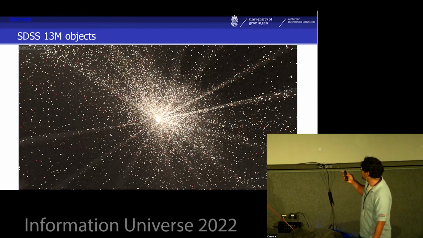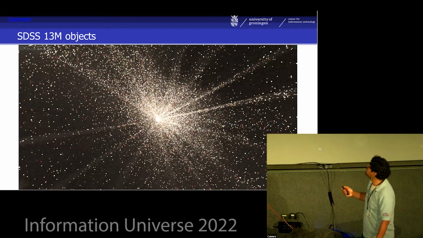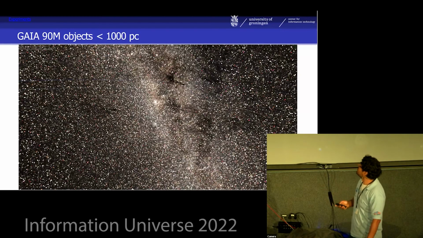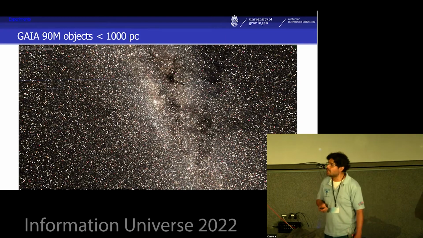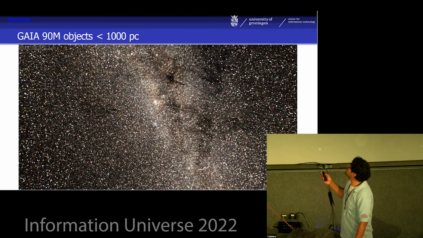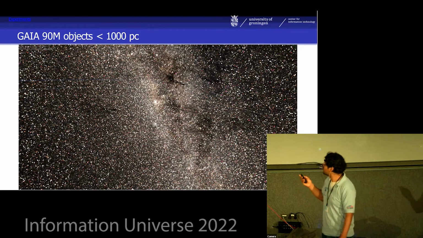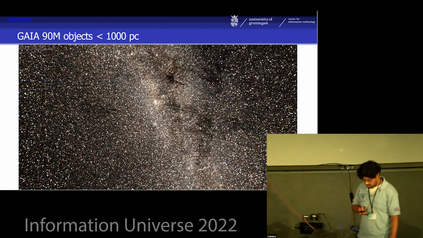So this is just a screenshot of some data downloaded from SDSS, about 13 million objects. This is another visualization from the Gaia catalog, 19 million objects. The distance to these objects is smaller than 1,000 parsecs.